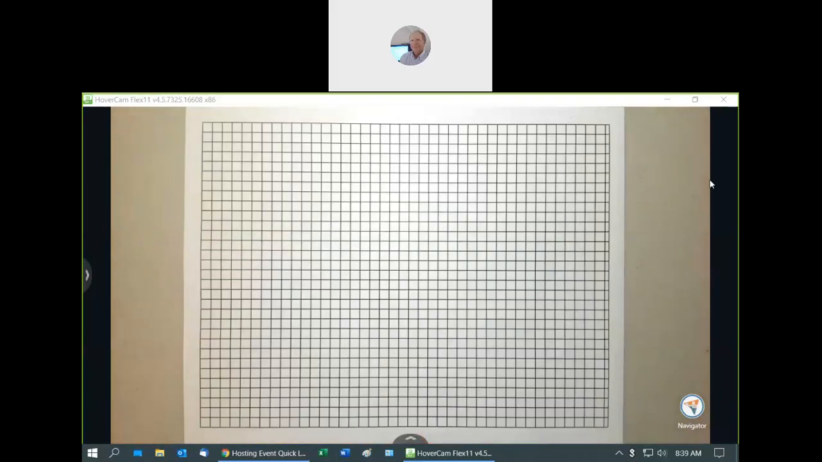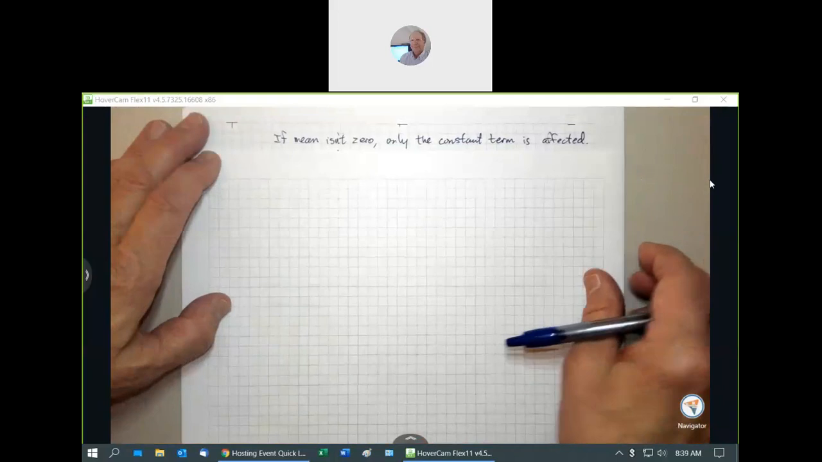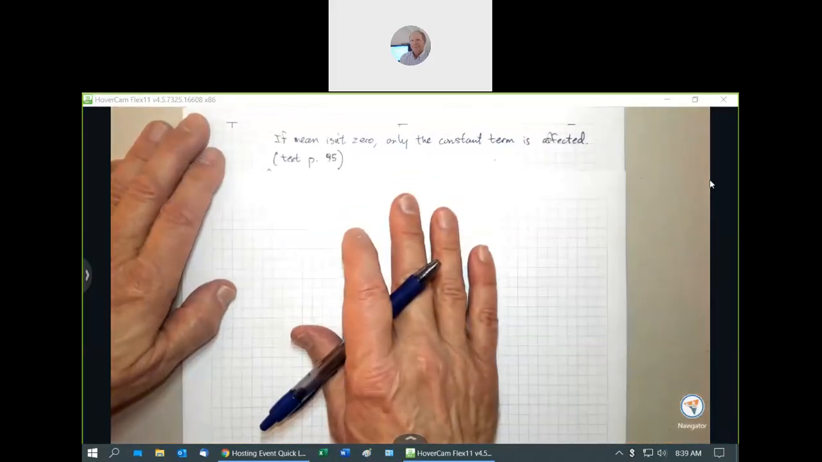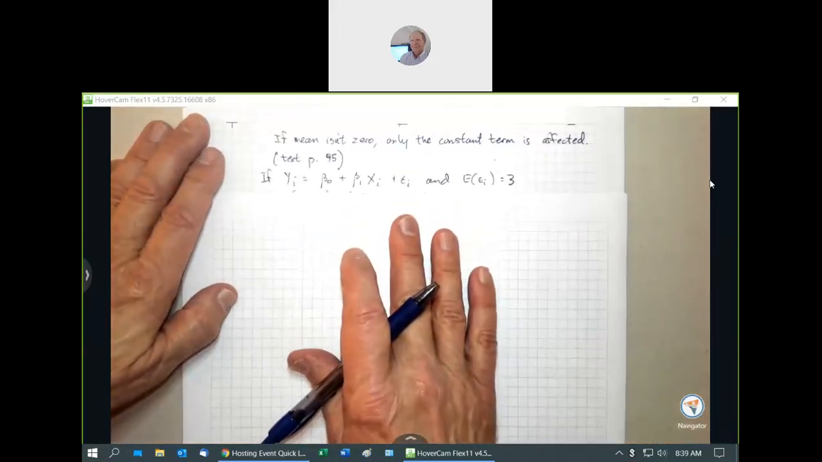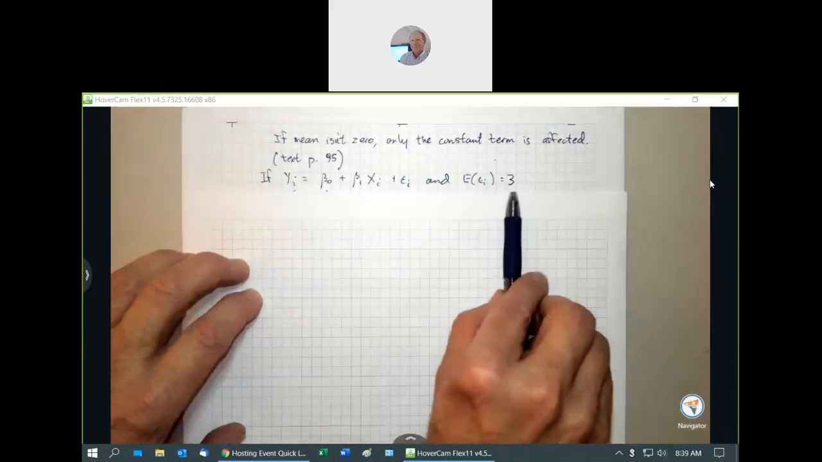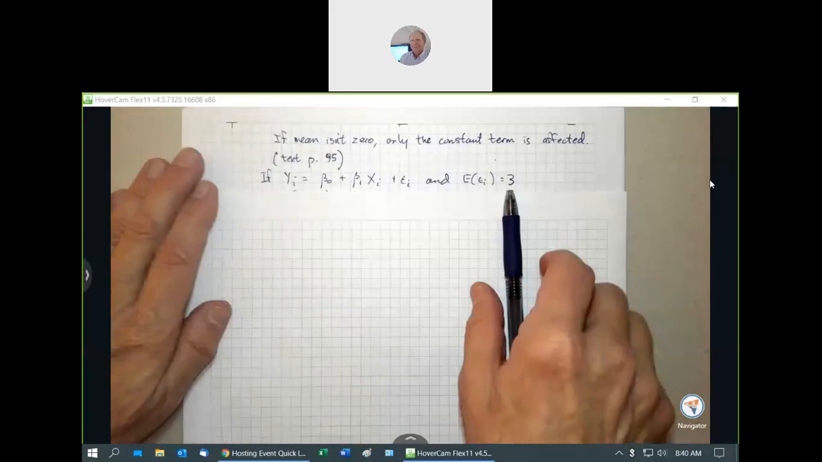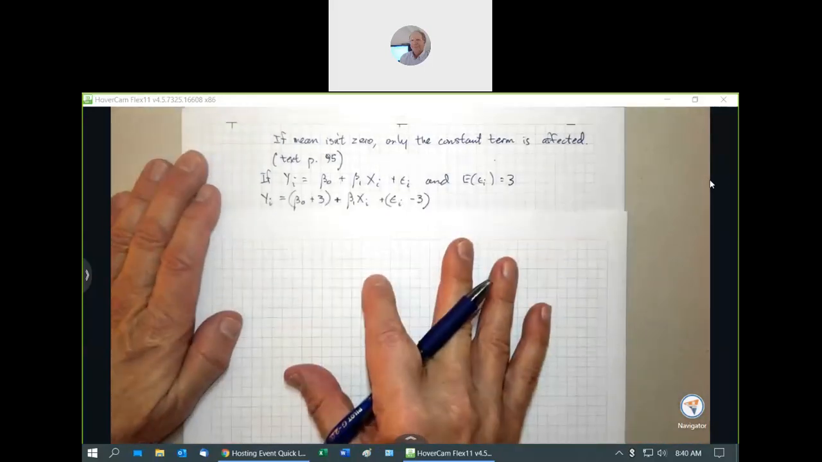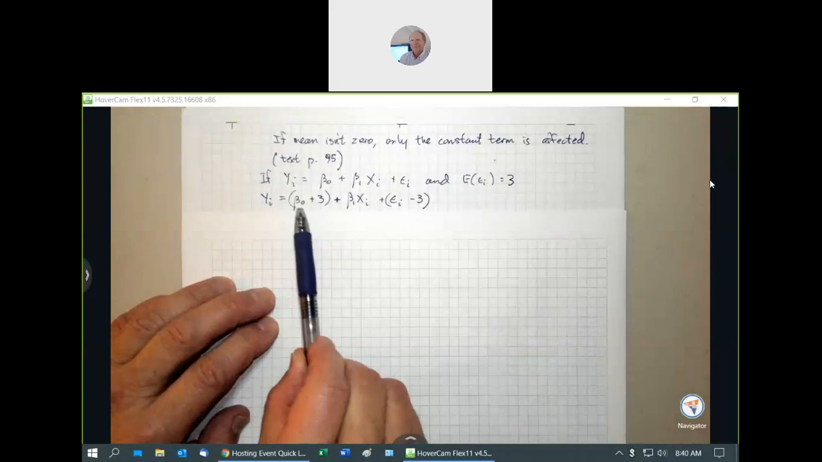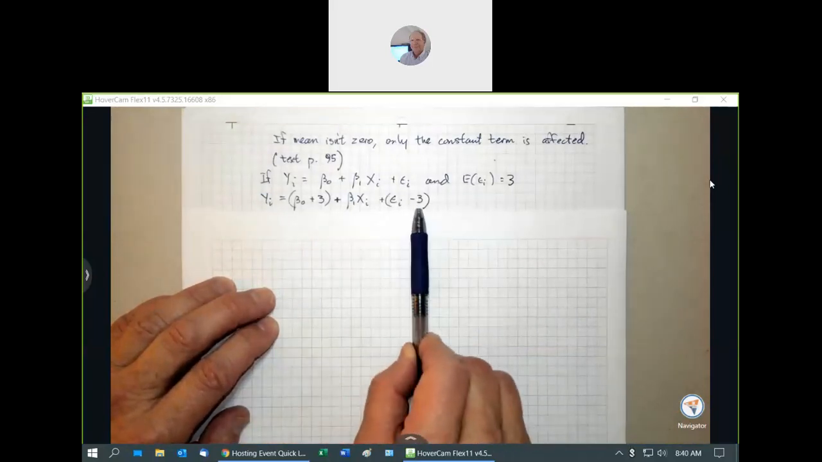Now, if the mean isn't 0, this is just kind of an aside. If the mean isn't 0, only the constant term is affected. But this is kind of an important aside. Look at the text on page 95 if you want to work through this example. It says here, if we have our regular equation and the mean of the error term is 3, where did we pick 3? 3 doesn't have any significance here. It's just, hey, pick a number. Okay, we'll pick 3. Then you can rewrite that as y i equals beta 0 plus 3 right there, and then epsilon i minus 3 over there.